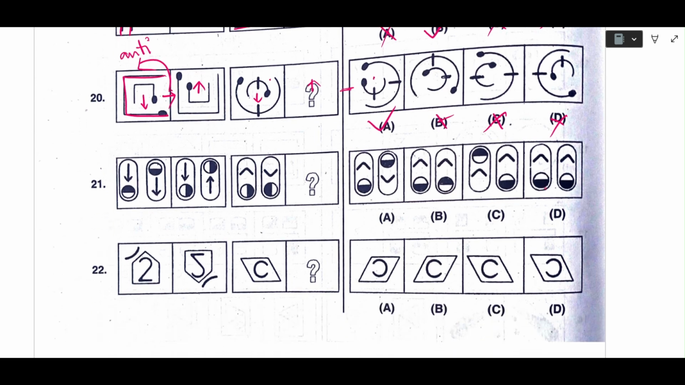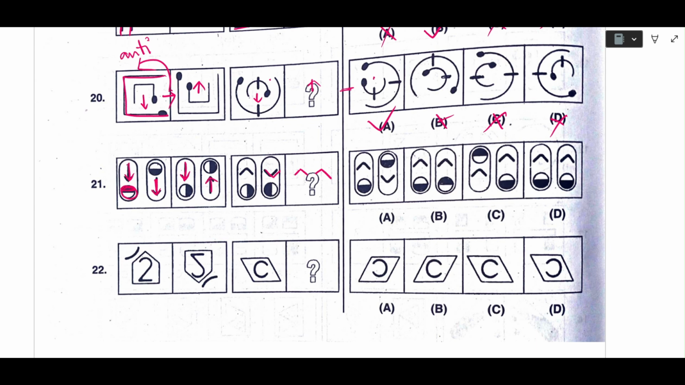And coming to the 21, here this is an arrow and this is also an arrow. So what are the changes that happened? No change in first arrow. First arrow is same. So here also first arrow should be same. And what happened in the second arrow? Direction reversed, right? So direction should be reversed. So we have reversed. And coming to these black balls.